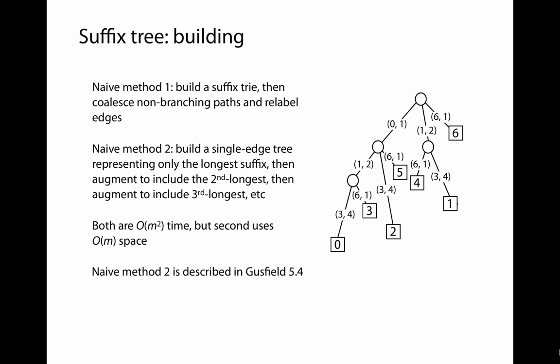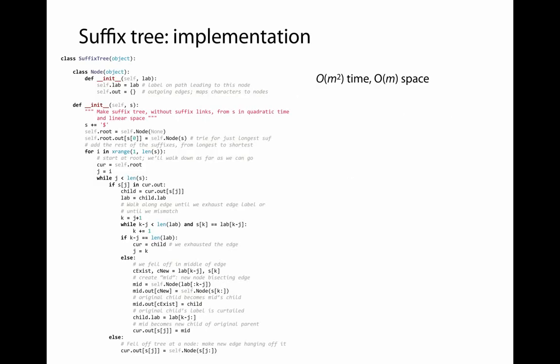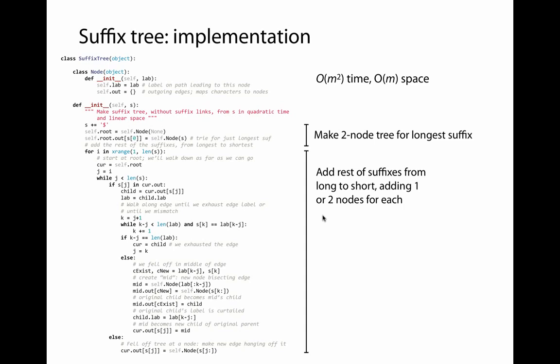So I'm going to show you an implementation of that naive method 2. Here it is. So this algorithm is order m squared time, order m space in the worst case. And here is where we start out with our 2-node tree, very simple tree which corresponds just to the longest suffix of the text t. And now here we have a loop where we're iterating over all the successively shorter suffixes. So we're starting with the second longest suffix and going all the way to the shortest. And we are, in each case, walking down the tree and then refining it appropriately to include that additional suffix.